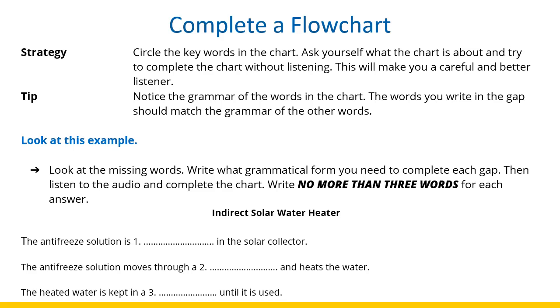Let's take a look at the following example we have. And here you are being asked to write no more than 3 words. So our topic is indirect solar water heater. And you have 3 different statements. Make sure you read them carefully and circle the keywords. So for example, for number 1, we have the antifreeze solution is in a gap in the solar collector. So the most important words here are antifreeze solution and solar collector.